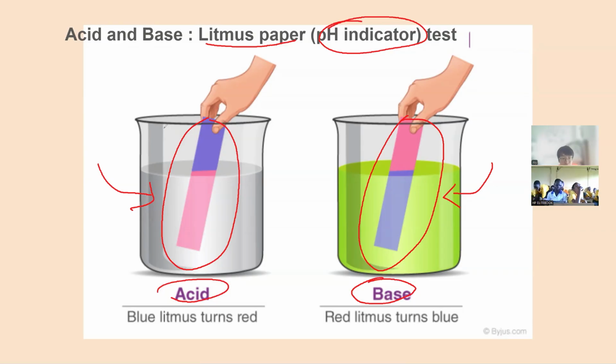Acids, on the left here, turn blue litmus paper red. It's initially blue and turns into red. That's an acid. And on the right, there is a base. It turns from red to blue. Bases turn red litmus paper into blue.